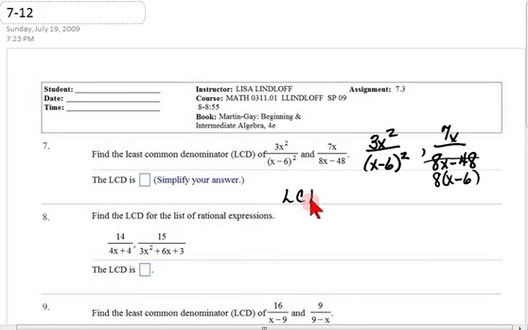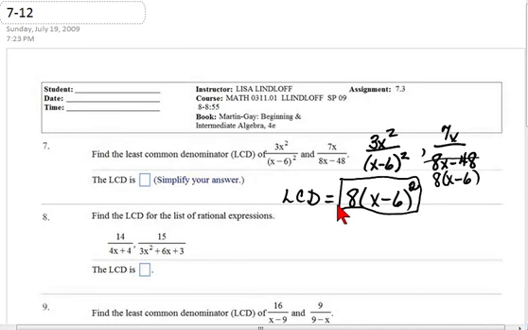So the LCD, I need one of every different kind of factor, the high power. So what do I need? I need an 8. I need an x minus 6, but I need it to the second power because if here it is a factor twice, here it is a factor once, I have to have it represented in the common denominator the most number of times, which is 2 times.